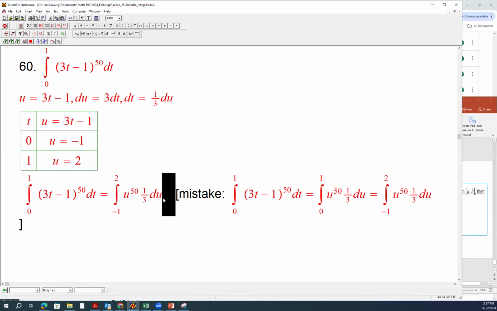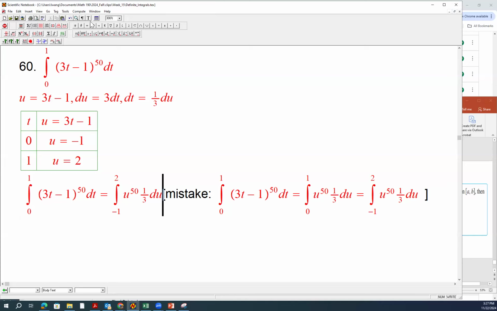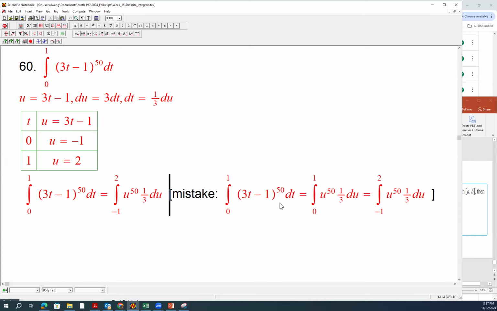Why is that a mistake? The first one is a mistake because you changed the variable to u, but you did not change the lower limit and upper limit. This should have been changed. And here you change the lower limit and the upper limit without changing anything inside the integrand. So you made a double mistake.